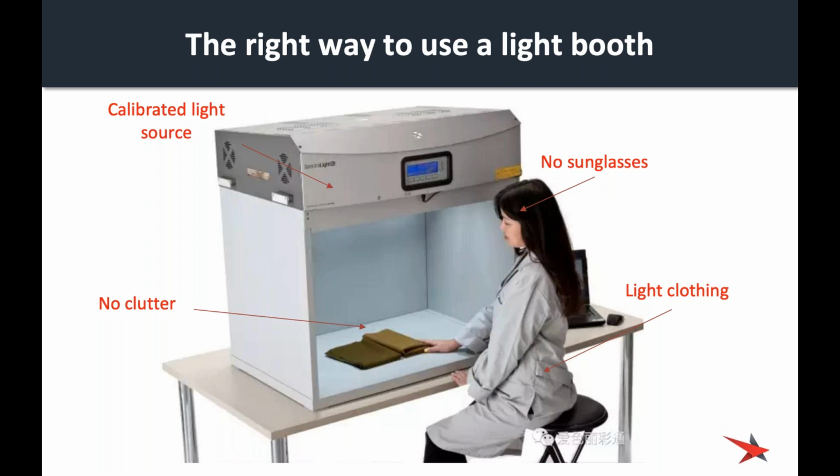Here's the right way to use a light booth. Light viewing booths should be placed in a room away from other bright light sources. This is to avoid light contamination. Whenever possible, inspectors have already had their vision checked for accuracy, just as we discussed before with the FM100 test. Inspectors should wear white or light-colored clothing and have clear, untinted glasses if necessary. Other objects should be removed from the box to avoid distractions.